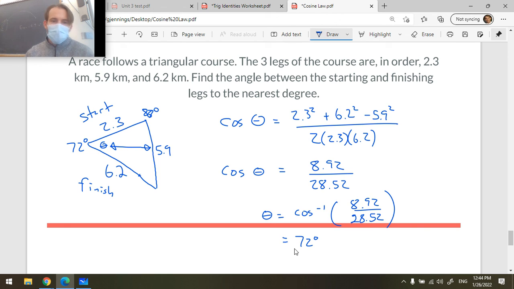And notice that the smallest angle here is opposite the smallest side. The longer these two sides got, the closer that angle would get to zero. If I lengthen these two sides all the way out, the angle's going to shrink until it's almost zero. So that's another thing that's happening there.